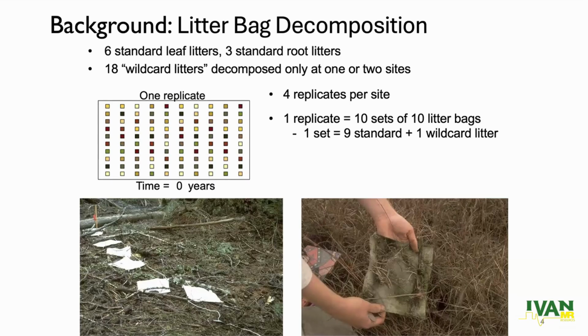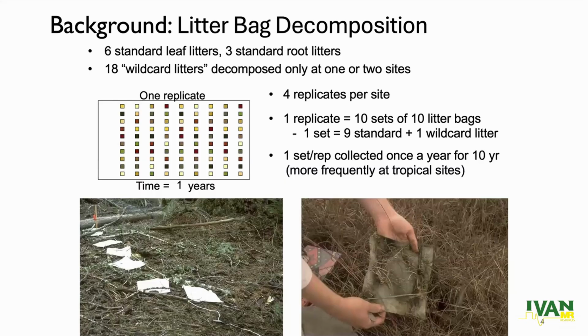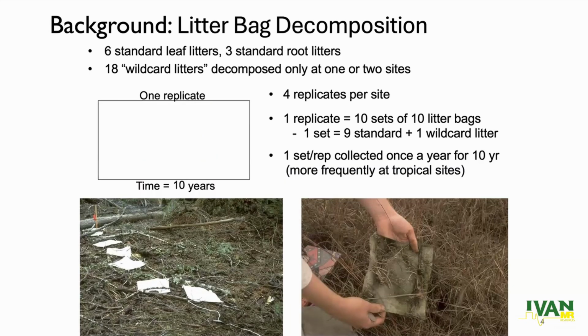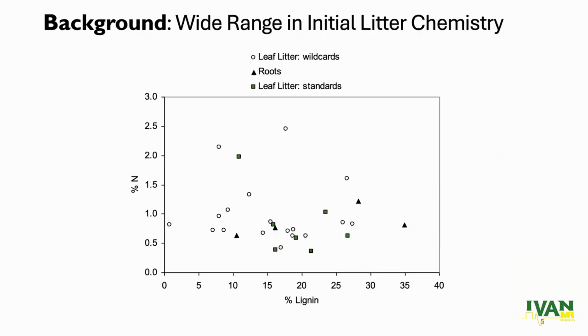One replicate was 10 sets of 10 litter bags. One set had the 9 standard litter types, leaves and roots, and 1 wildcard litter. And then 1 set per replicate was collected once a year for 10 years, or more frequently at tropical sites because everything just goes so much faster there. So that is the basic background, except for this part.